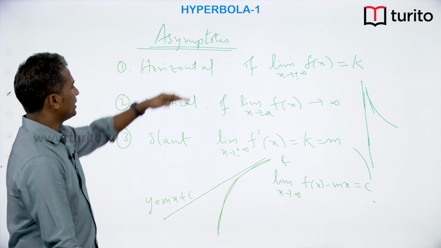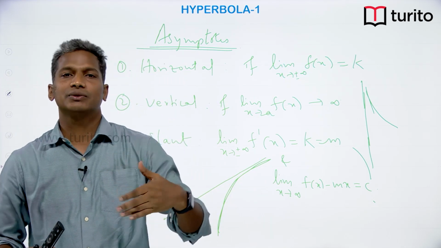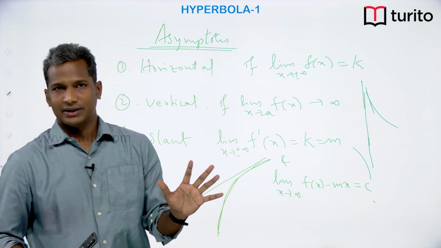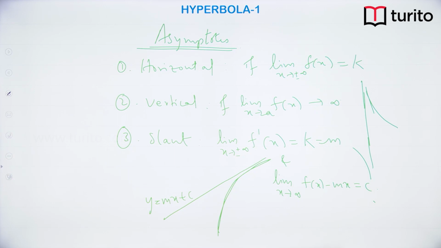So basically these three ideas will give you clarity of what kind of asymptotes you are dealing with and how to calculate them. Okay. So, come on, take a note of this.